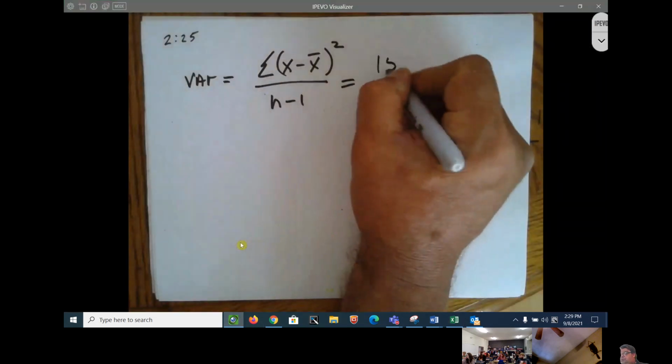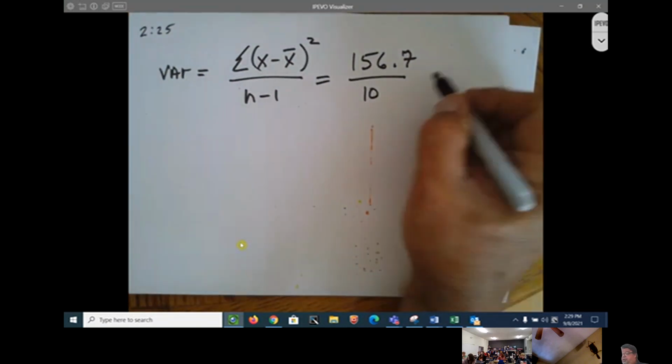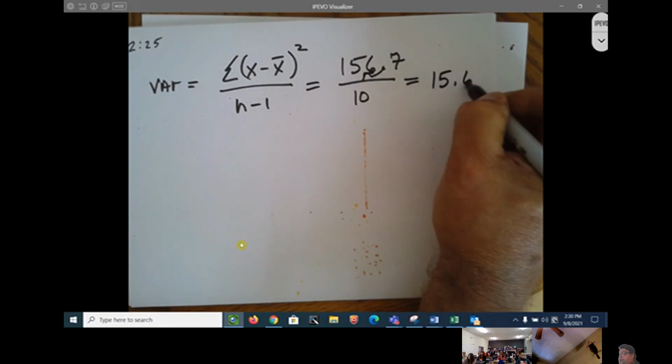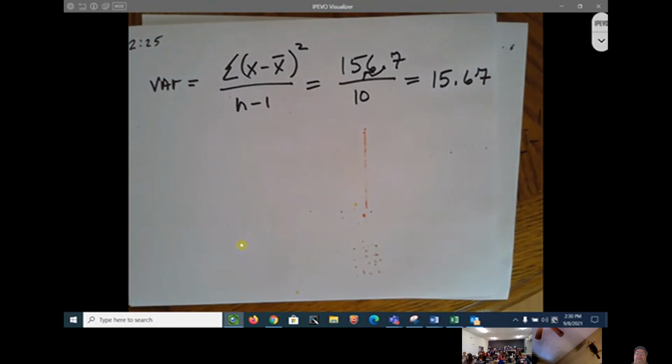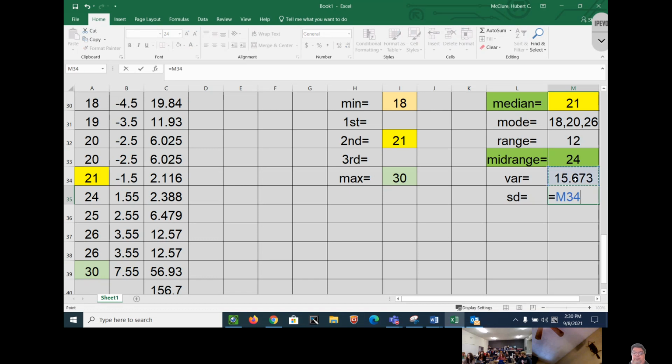So 156.7 divided by 10. Please do not put that in a calculator. Move the decimal one place to the left. 15.67. So the variance is equal to this number divided by 10, and raise it to the 0.5 power. And there is your standard deviation.